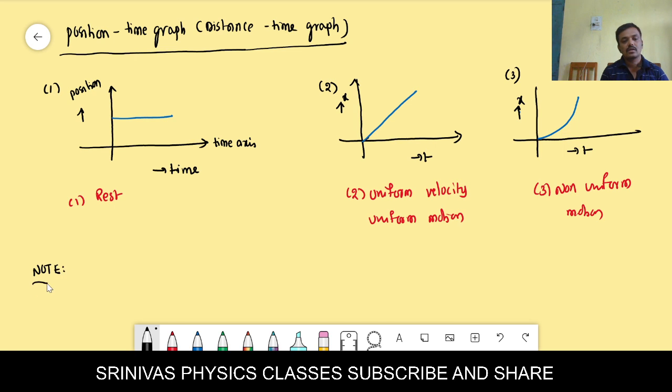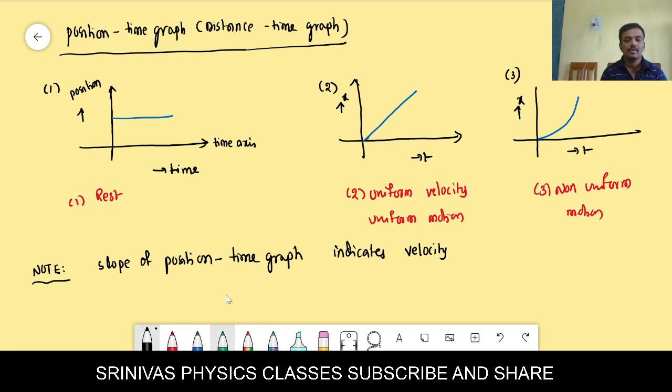If you find the slope of the position-time graph, what does it indicate? Anybody remember? Slope means the difference in y coordinate by the difference in x coordinate. It indicates velocity. How will it be velocity? Slope means, you should take it like this.